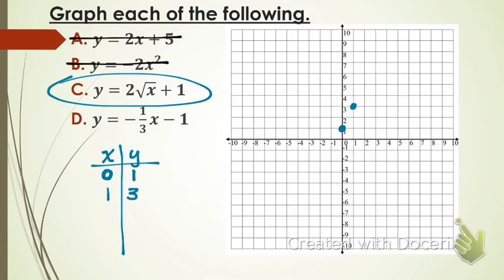Something else I can take the square root of easily. 4. When I square root it, I get 2. And then I take that times 2. And then I add 1. 5. Are you guys noticing a pattern in the y's here? What do you think my next output's going to be? 7. What's the input that goes with it? 9.